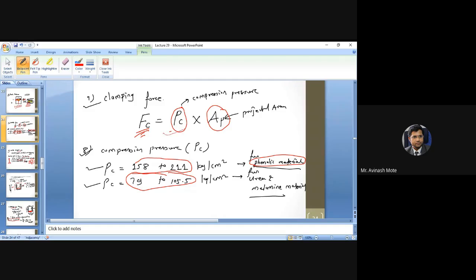Compression pressure multiplied by projected area. The projected area we have already calculated. Compression pressure will be given in the problem. If not given, it will depend on the type of material. If it is phenolic material, it is 158 to 211. If urea or melamine material, it is 79 to 105 kg per centimeter square.